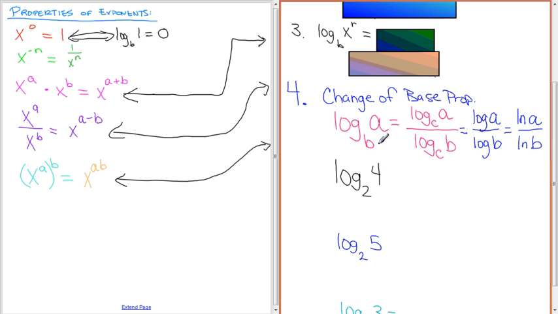Now, with some examples of that, with this first one, log base 2 of 4, this is saying 2 to what power is equal to 4?